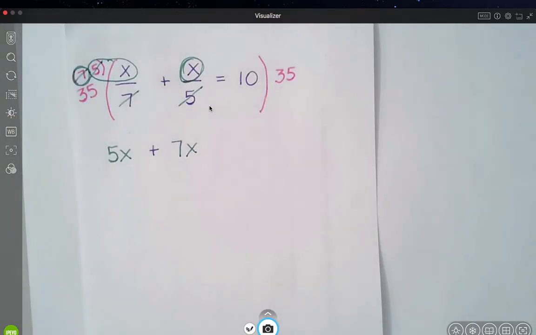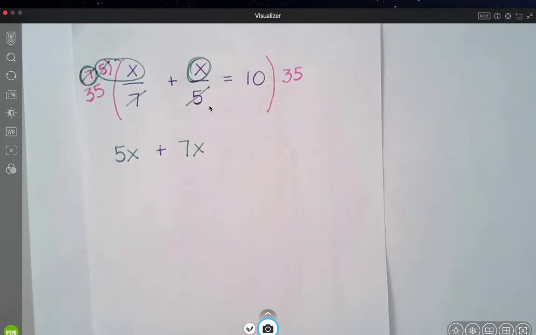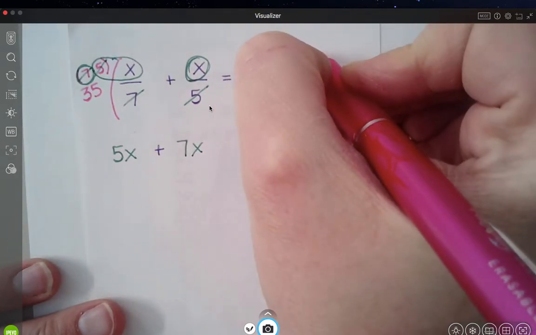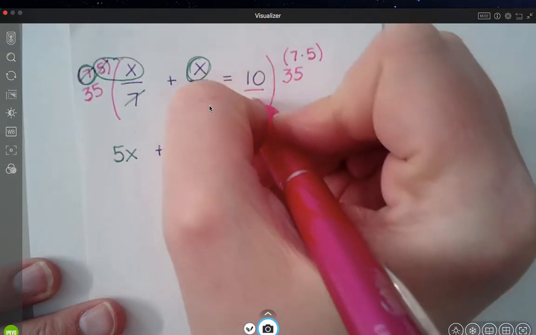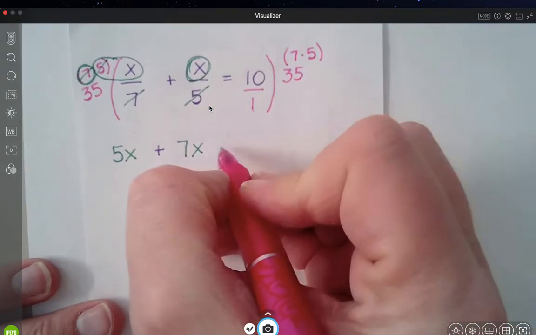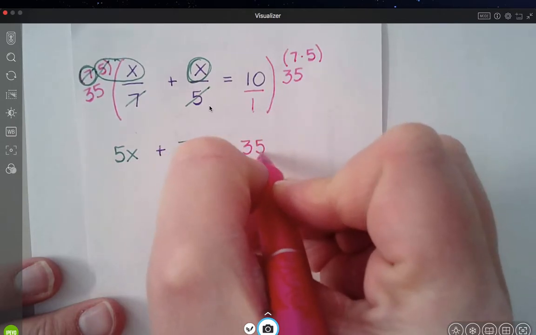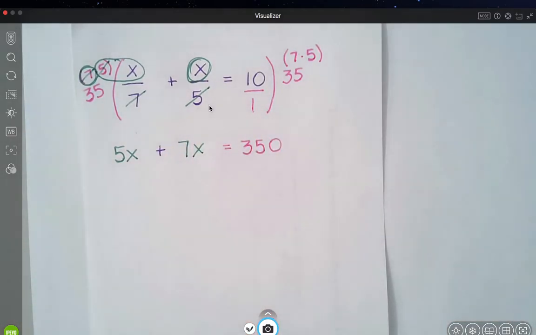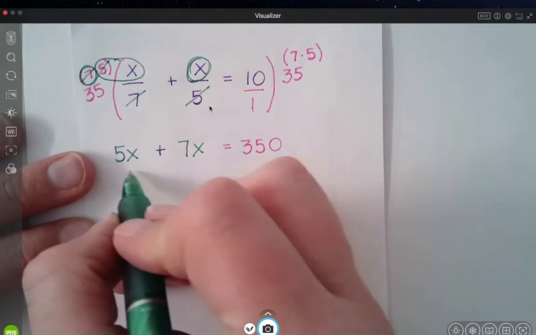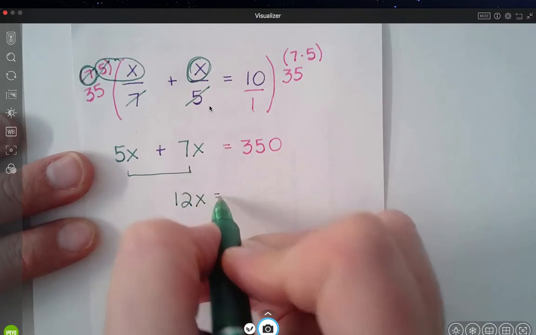But in order to do that correctly, I also have to multiply by the 7 and the 5 over here. Again, just to remind you, 35 is really like multiplying by 7 and 5, because I don't have anything under the 10 that's going to cancel with the 7 and the 5. So over here, this is just going to equal 350. And this equation, the way it's written now, is a lot easier to solve because I don't have these ugly fractions. Now I can just put these two together and make this 12x equals 350.